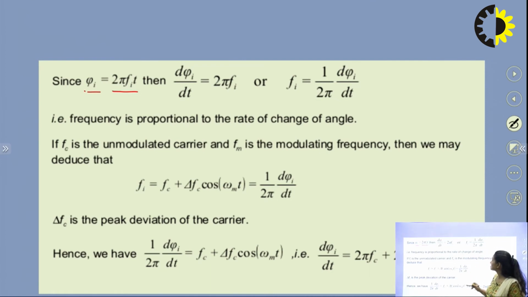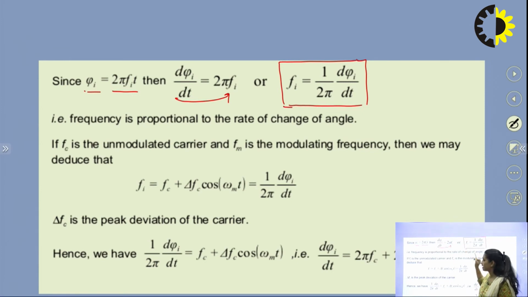When term t is removed from this expression, may I write my instantaneous frequency as 1 by 2 pi of d by dt of my angle? So from here I get a value which is my instantaneous frequency, right? That is, this frequency is proportional to the rate of change of angle, d by dt of angle, right? And this is a constant term, 1 by 2 pi.